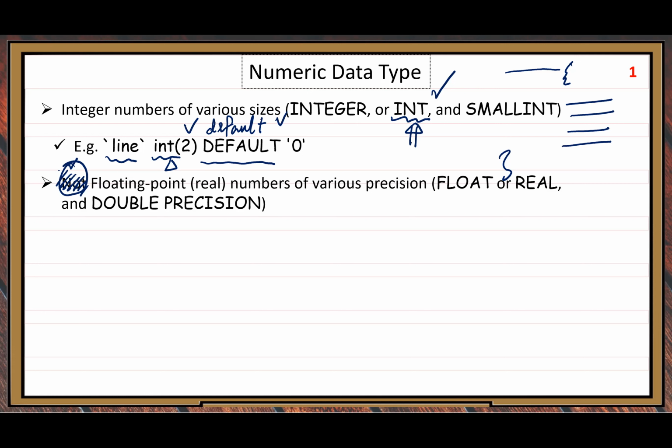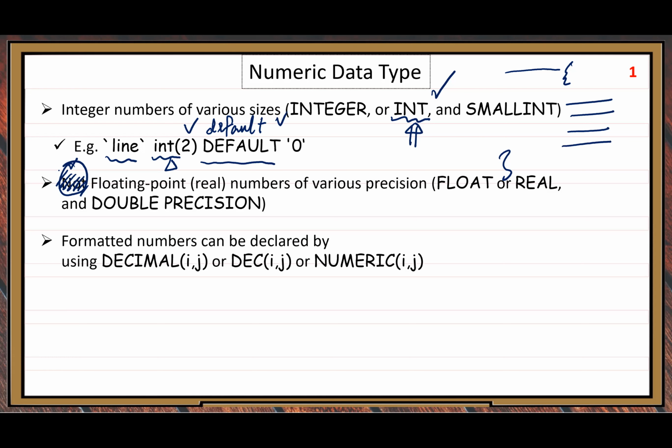All right. Floating point, real numbers of various precision. Float or real, that's single precision. Then double precision. But float, we use quite often. Float, also lowercase. With parentheses, you will see a similar way with i, j, similar to that way.